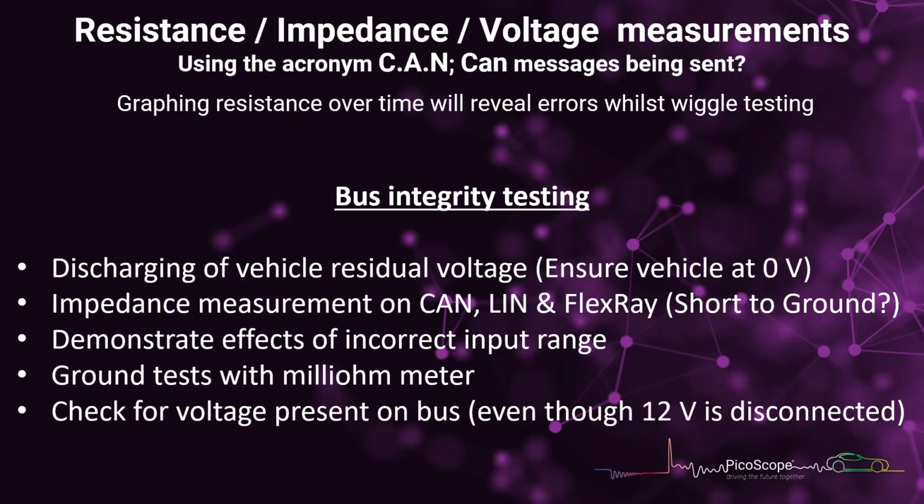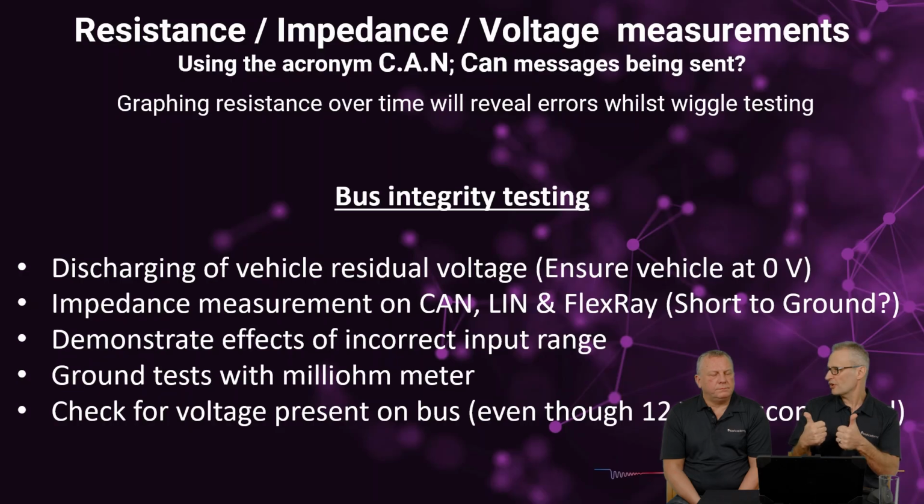Graphing resistance over time reveals errors whilst wiggle testing. You mentioned this yesterday, Andy, wasn't it? That we always do that static measurement. Yes, we've got continuity, move on quick. Without moving the wiring harness, without moving connections. And you will see deviation. There will be naturally, but is it excessive? Is it stepping over the mark? Is it more than just movement or flexing in cables?